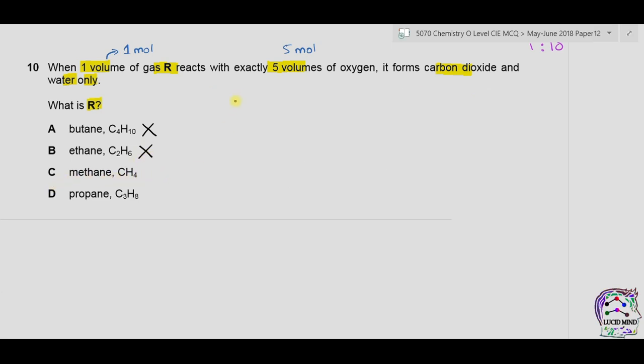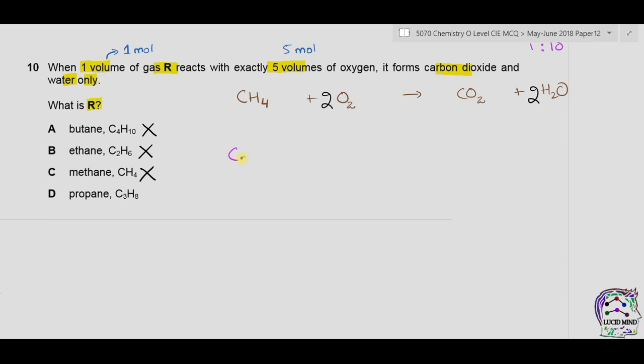Option C, we have methane, CH4. Let's write the balanced equation for methane. Let's balance carbon. We have 1 carbon on the reactant side, 1 on the product side, so it is already balanced. We have 4 hydrogen atoms, so we can write 2 with H2O to make it 4. Now we have 4 oxygen atoms, so we can write 2 with oxygen to make it 4. Now 1 mole of CH4 requires 2 moles of oxygen, or we can also say that 1 volume of CH4 requires 2 volumes of oxygen for complete combustion. This is also wrong.